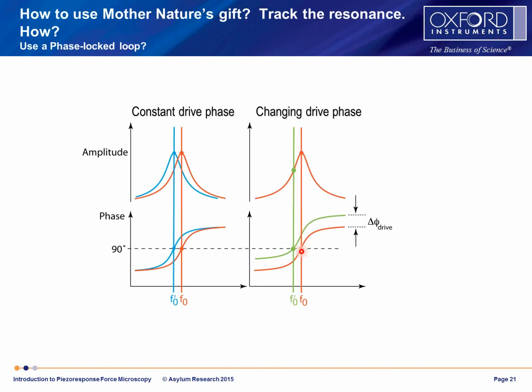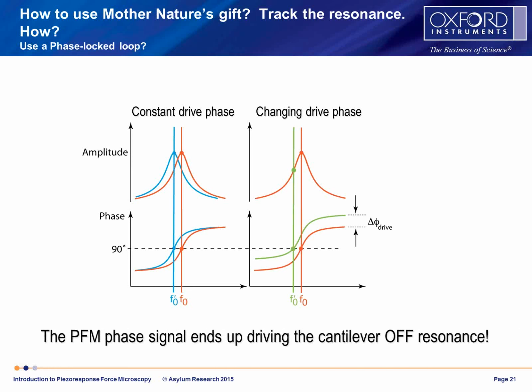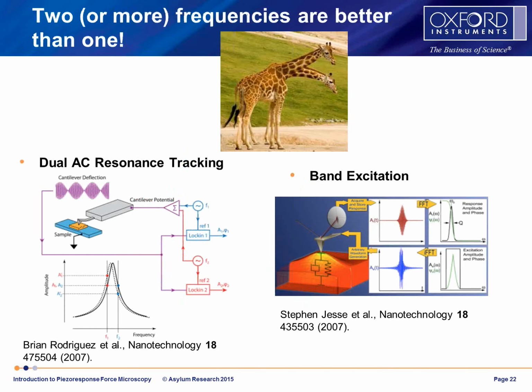And so if we start off again with this red curve, now as that polarization gives you a phase shift, it's going to move that 90-degree point off to the side here, and the end result will be that the changing PFM phase actually ends up driving you off the cantilever resonance. So we need to find a different solution to this other than the phase lock loop to try to keep on resonance. So what do we do about that?